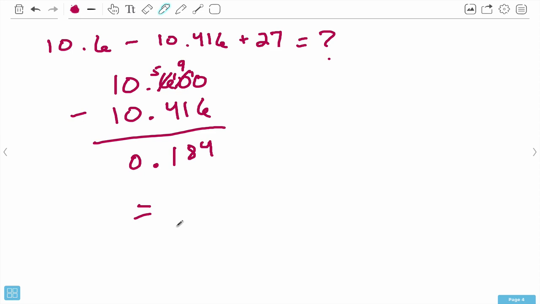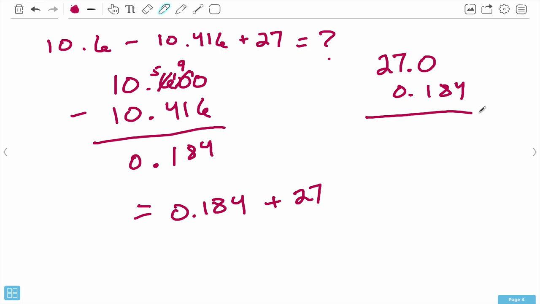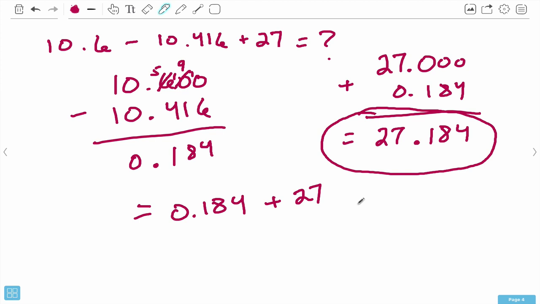So now we have 0.184 plus 27. So we'll do it the same way. We'll do 27.0 plus 0.184. Use the zeros as placeholders. 4 and 0 is 4, 8 and 0 is 8, 1 and 0 is 1. Bring our decimal point straight down. 27 and 0 is 27. So our final answer to the last question is 27.184.